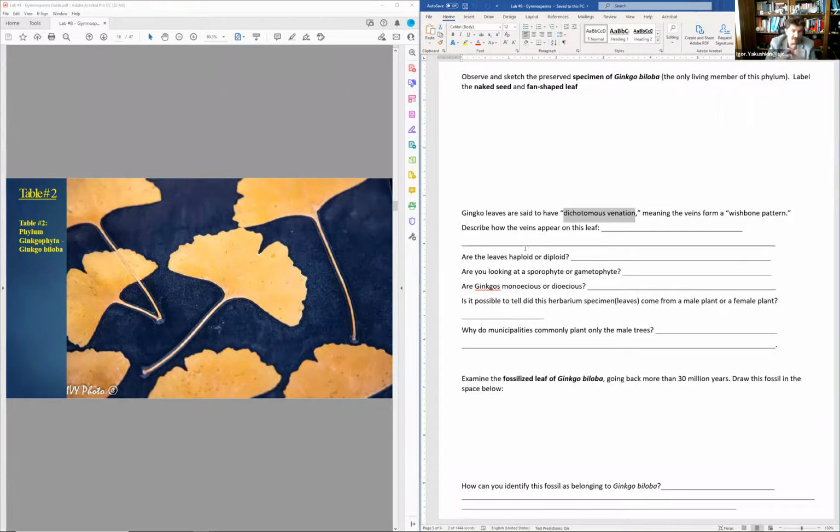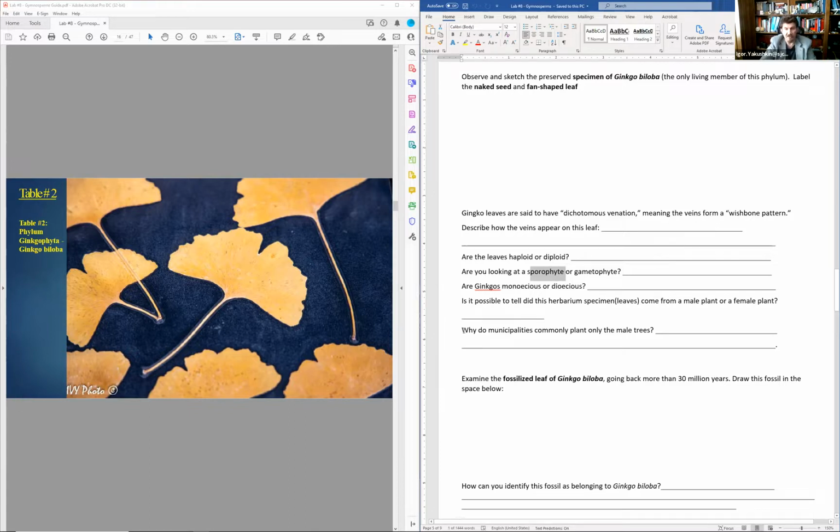No matter if it's a leaf, a stem, or a piece of bark, it's a diploid cell. So diploid cells made it. Are you looking at the sporophyte or gametophyte? If it's a diploid, it has to be a sporophyte. Is a ginkgo monoecious or dioecious? I already told you they are dioecious.